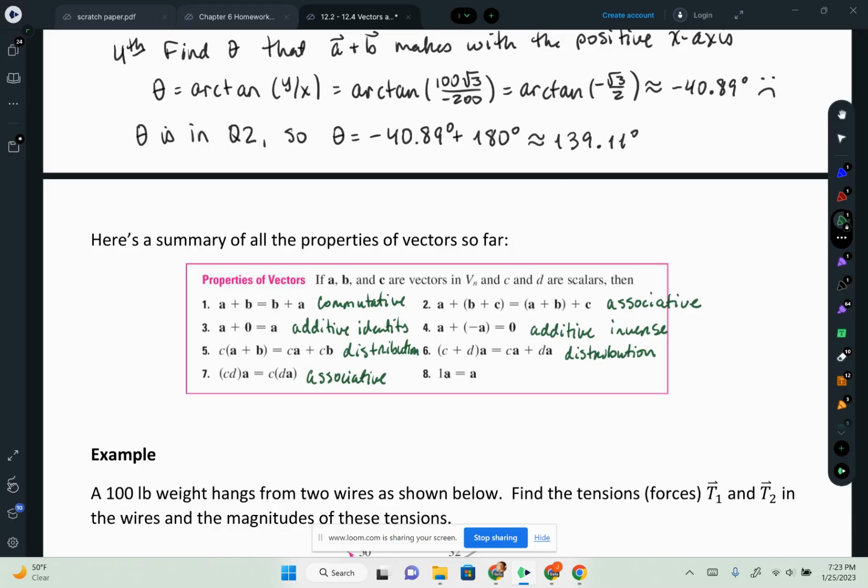And then we have 1 times A is equal to A. So the scalar 1 still acts like an identity. It's not going to change something when you multiply by 1.